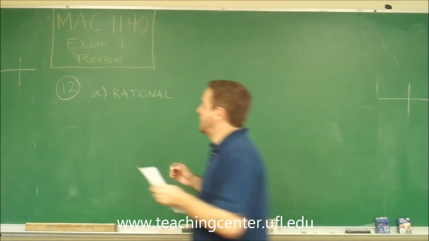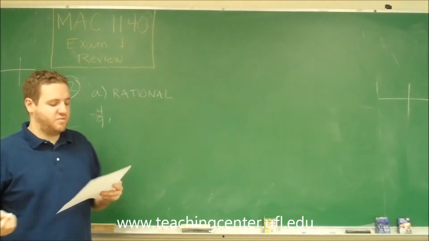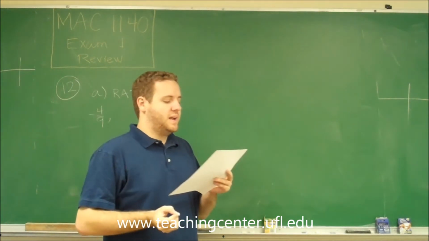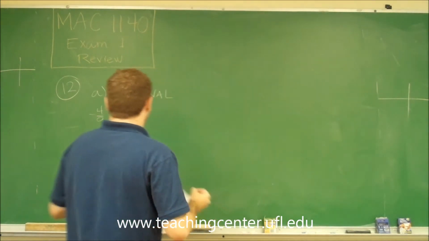So, -4/9, definitely a rational number. It's a fraction right in front of you. Negative square root of 16, that's the same thing as just saying -4. Definitely a rational number.